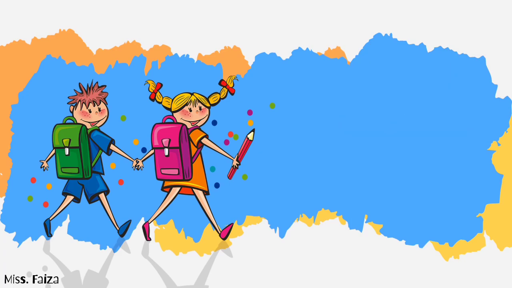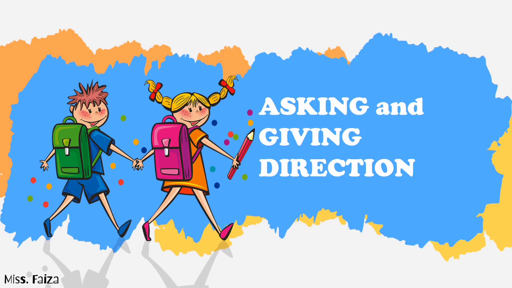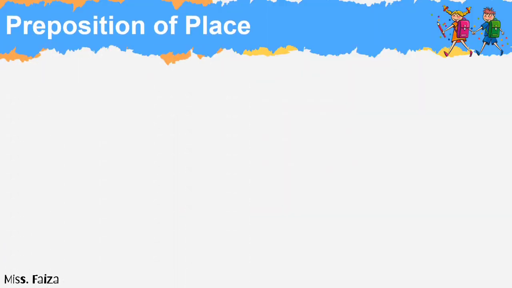So, today's topic is asking and giving direction. Lesson 6. Let's get started. Preposition of place. If we want to ask and give directions, we have to know about preposition of place. Why? Because preposition of place is to show a location.